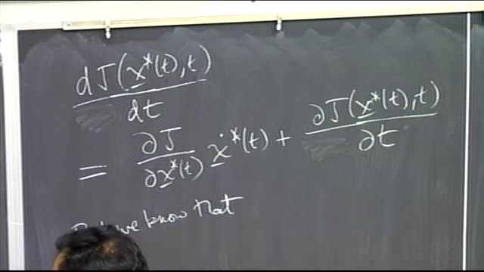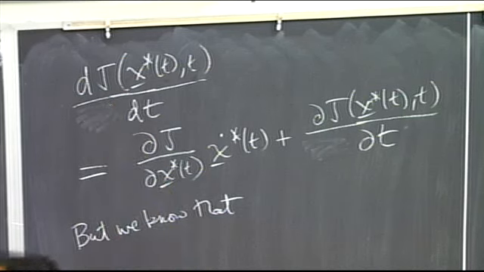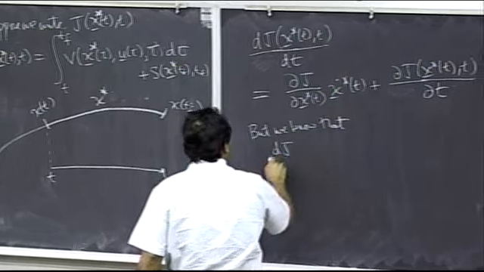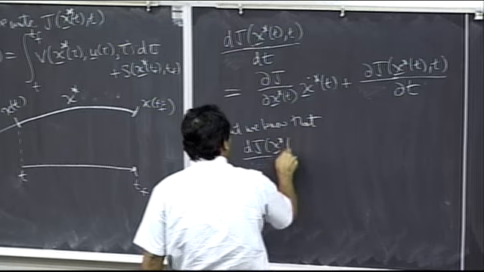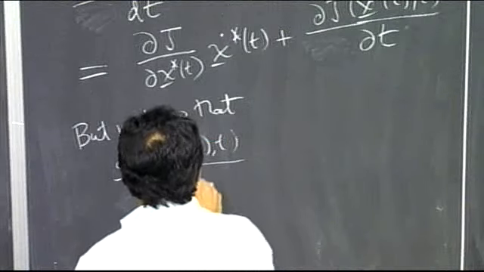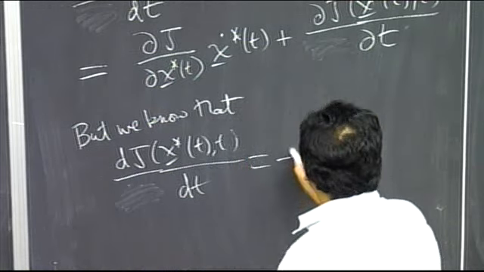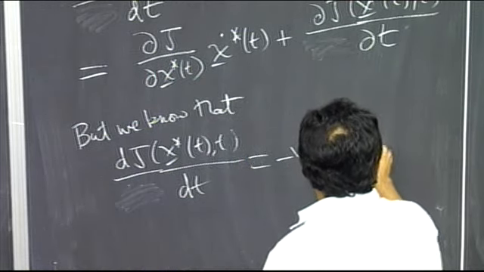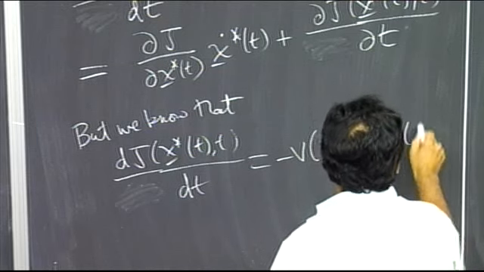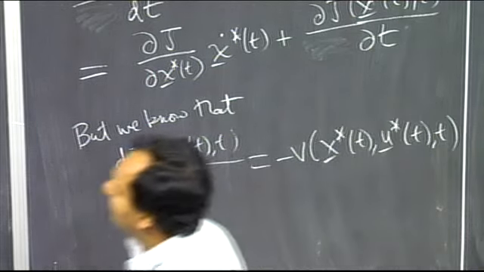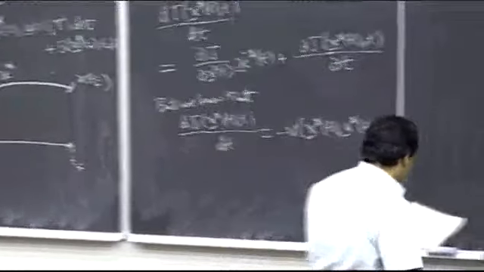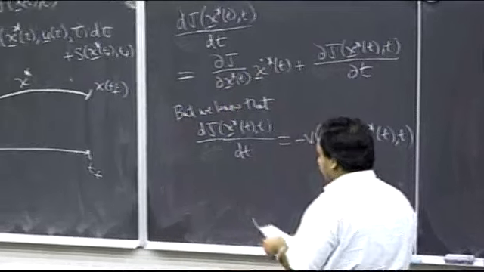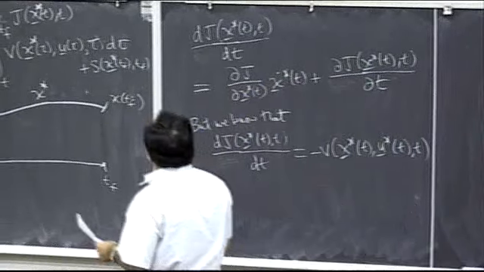If I take the derivative with respect to t, what do I get? If I take this thing, you see that there's an integral in here, right? So you know that dJ/dt, where this is evaluated, be really careful, at x star of t and t, is equal to minus V of x star of t, u star of t, and t. And that just comes from the fact that if you take the derivative of this integral, it gives you back that. Okay? So there's nothing fancy in all this.